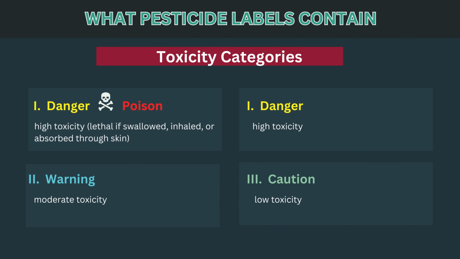Level of toxicity categories. We have the danger poison, which means it's high toxicity, lethal if swallowed, inhaled, or absorbed through skin. We also have the danger sign alone, which means high toxicity. Warning means moderate toxicity, and caution means low toxicity.